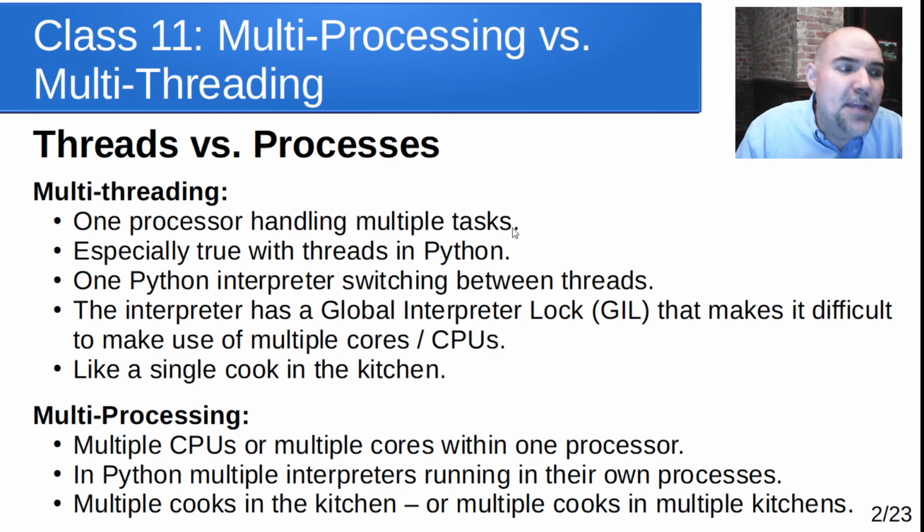And the reason for that is in Python, you have a single Python interpreter that's responsible for managing all those threads. And that single Python interpreter has to run in one process on one processor. It's one Python interpreter that's switching between those threads and running them all. The way Python is implemented, it has what's called the GIL, or Global Interpreter Lock. And that makes it really difficult to make use of multiple cores and multiple CPUs because you have one interpreter that's saying, it's your turn.